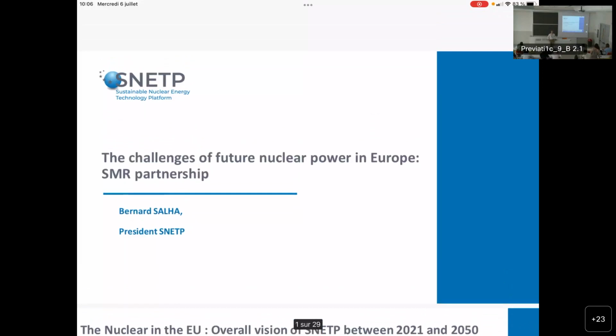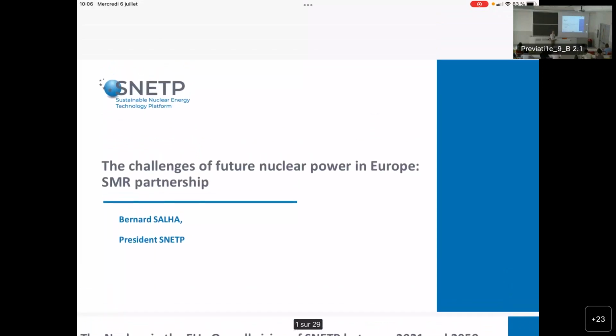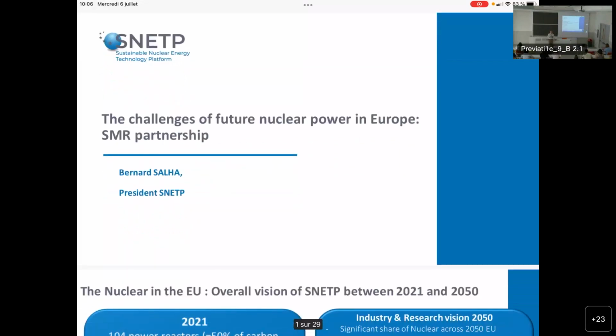What is the potential future of nuclear in Europe, with a focus obviously on the SMRs. And you can see from the title that the SMR partnership will be an important initiative today and for the future, also for SNETP. So thank you once more, Bernard, for having the time to be with us today. So I leave you immediately the floor.